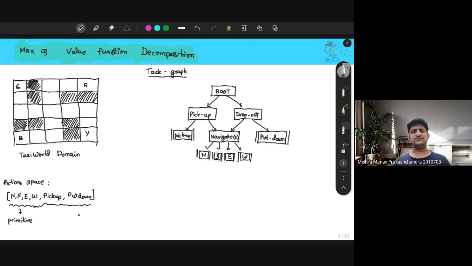Note here that there is no notion of sequentiality, right? Reason being, if I am performing pickup, I need to first navigate and then pick up, right? I can't do pickup and navigate. That also can be done, but that notion is not represented in the task graph that is present over here. So if the pickup subtask is invoked, I first have to navigate to that particular location and then perform pickup. If the drop off subtask is invoked, then first I have to navigate to that particular location and perform the put down operation, right?